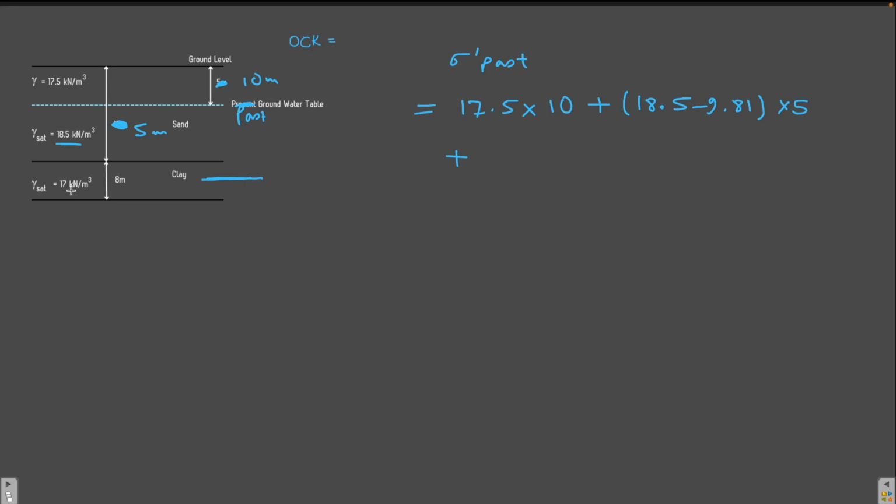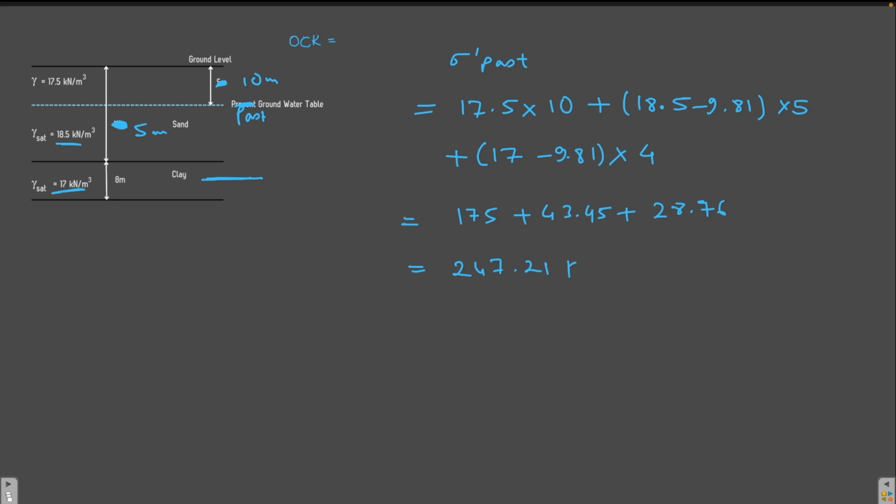Now, the next stress causing element will be clay, again in the submerged condition, not in saturated condition. So 17 minus 9.81 into 4. If you calculate this, you will get the value of sigma dash past. It will be 175 plus 43.45 plus 28.76. If you add these three, you will get 247.21.